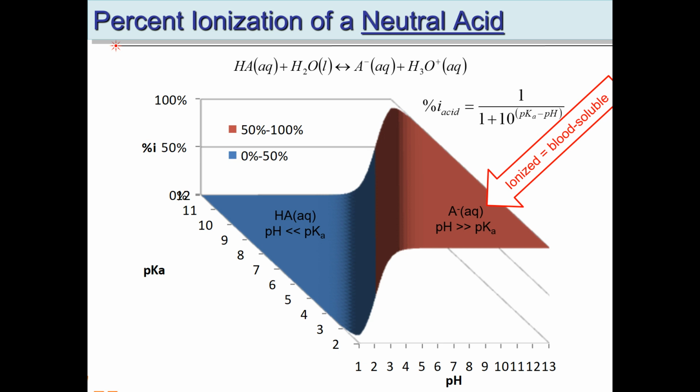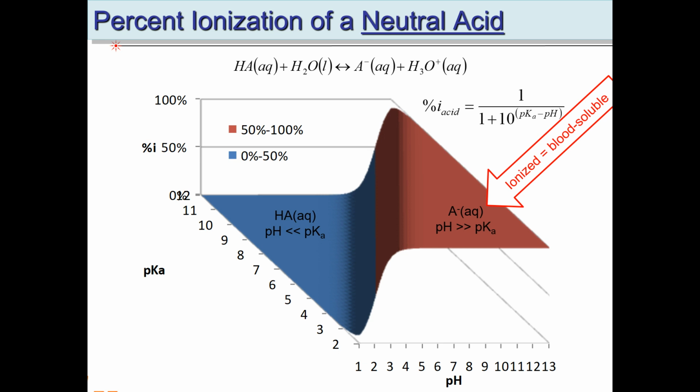Now, if this is difficult, then don't try any of these shortcuts. Just go back to the ice table. But if you're confident in thinking through the problems, I've got an acid in an acid environment. It's protonated, neutral, and not soluble. If I have an acid in a basic environment, it's deprotonated, ionized, and soluble.